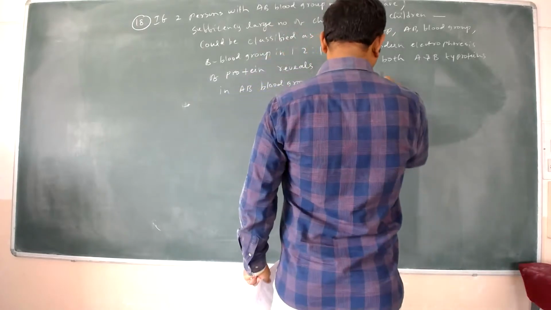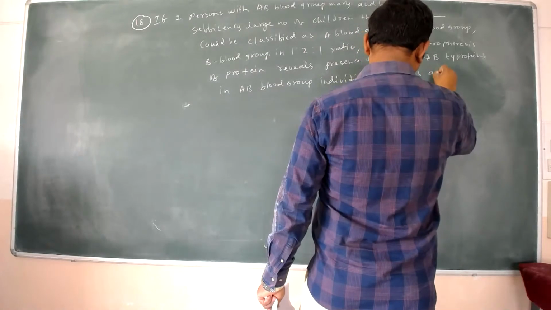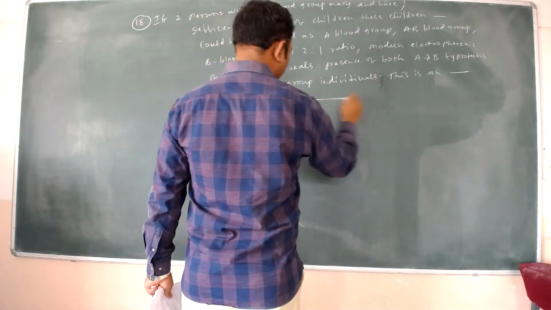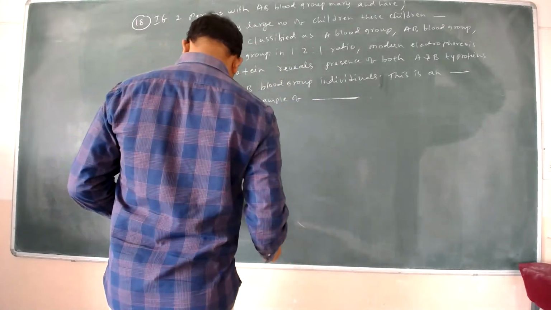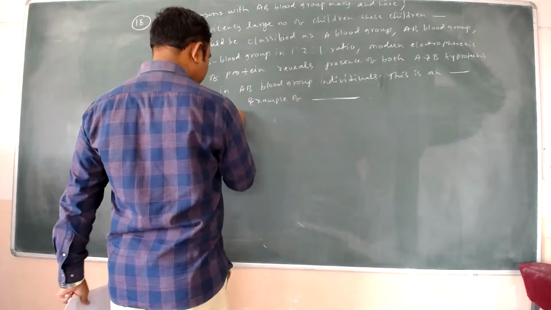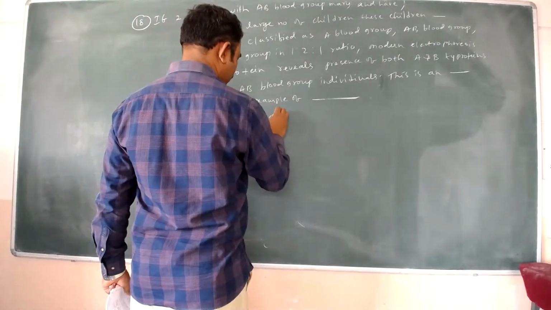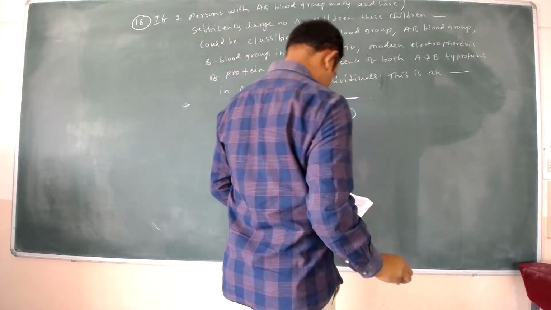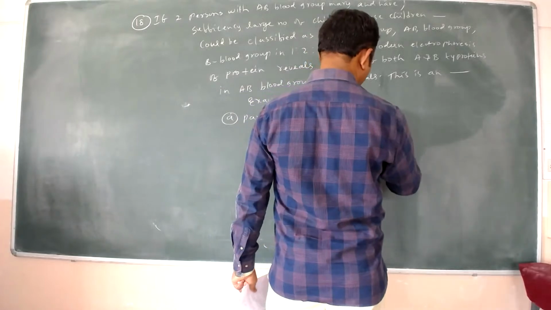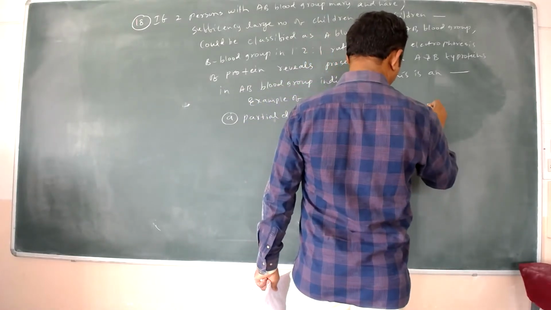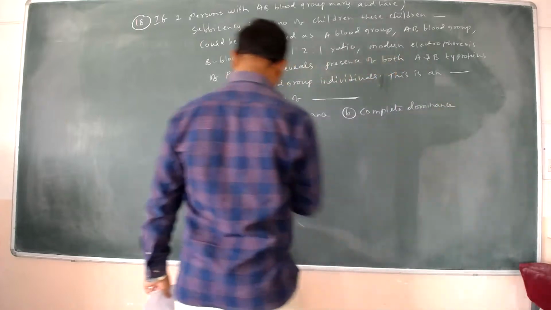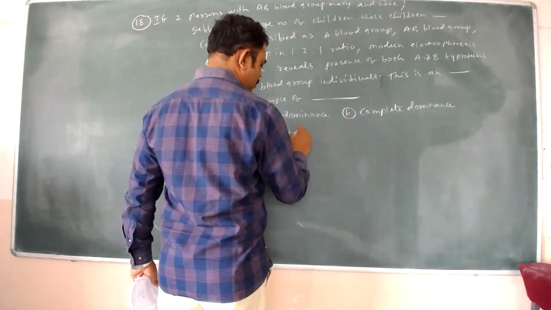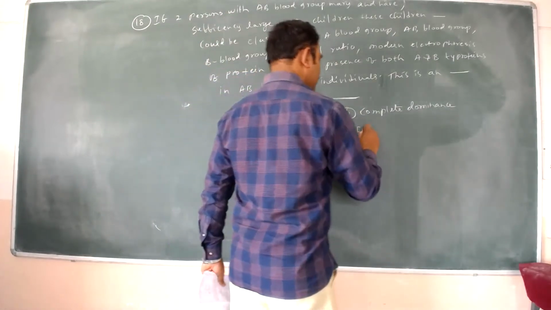This is an example of partial dominance, complete dominance, co-dominance, incomplete dominance.